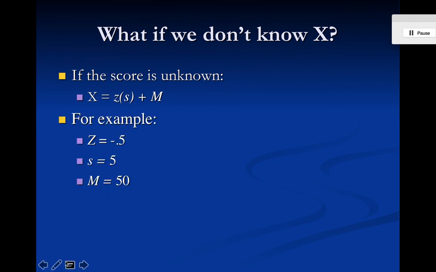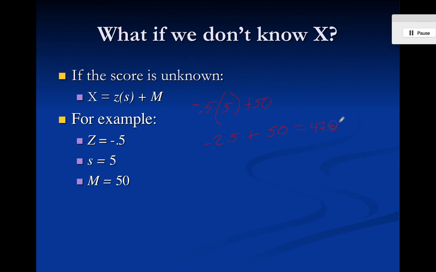So let's take this example. If my z-score is 0.5, my standard deviation is a value of 5, and my mean is 50, I should now be able to calculate what my score is. So 0.5 times 5 is going to equal 2.5 plus 50 in our particular case. I completely forgot that negative 0.5, so I do apologize for that. So negative 0.5 times 5 is a negative 2.5 plus 50.